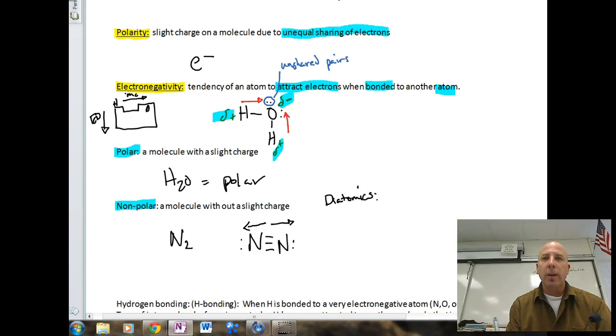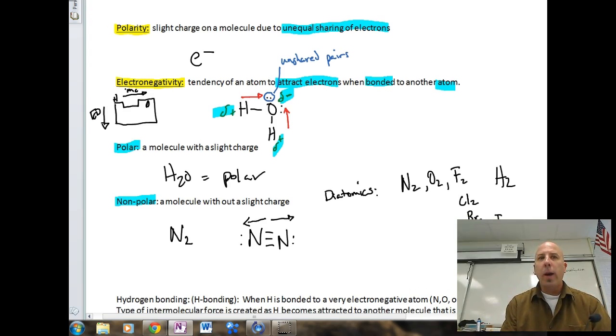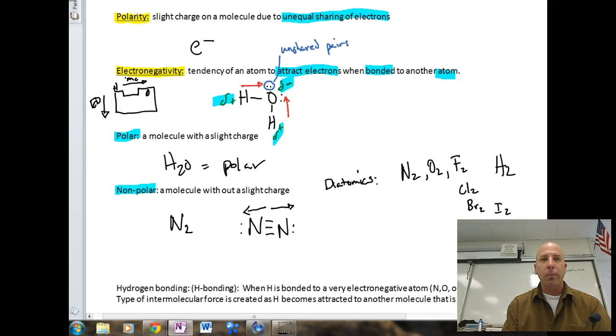And diatomics are those 7 molecules that pair up to form an octet. It starts with nitrogen, and then we have oxygen, fluorine, chlorine, bromine, and iodine, and that's 1, 2, 3, 4, 5, 6. And then, of course, we have good old hydrogen as well. Those are our 7 diatomic molecules that like to pair up to form an octet. Nonpolar also happens in molecules that have certain shapes, and we'll get into that later.